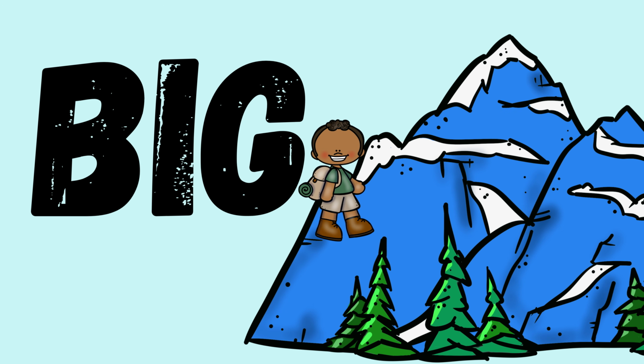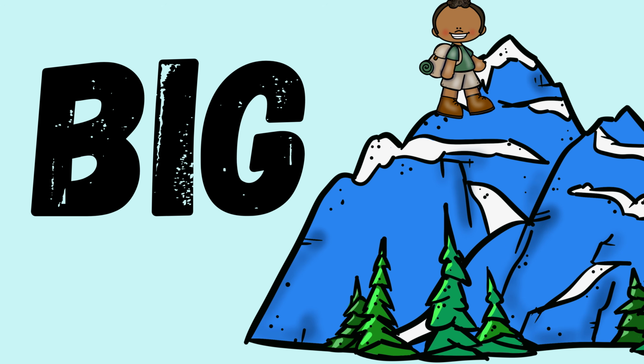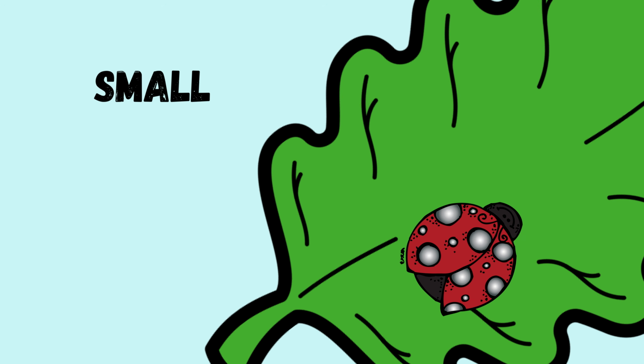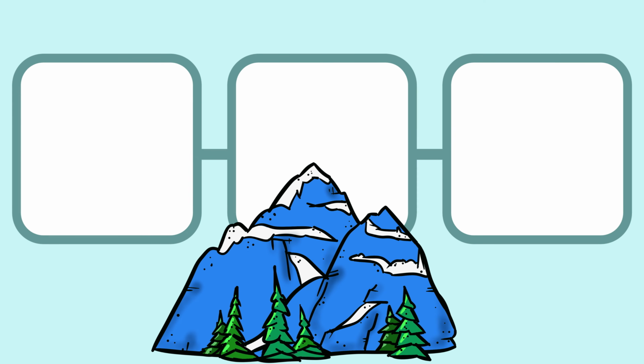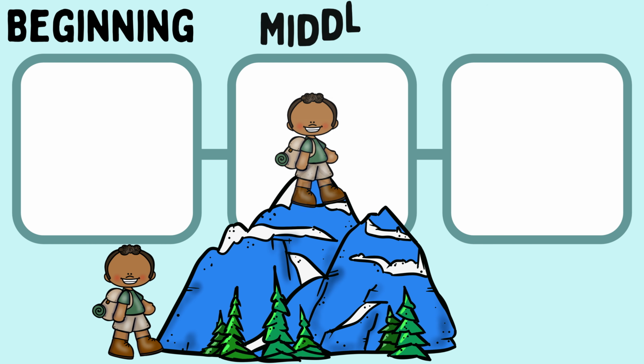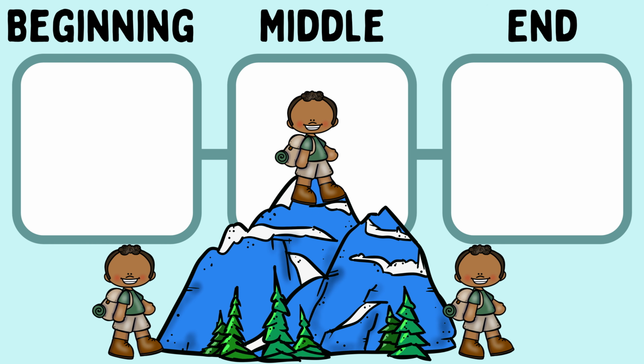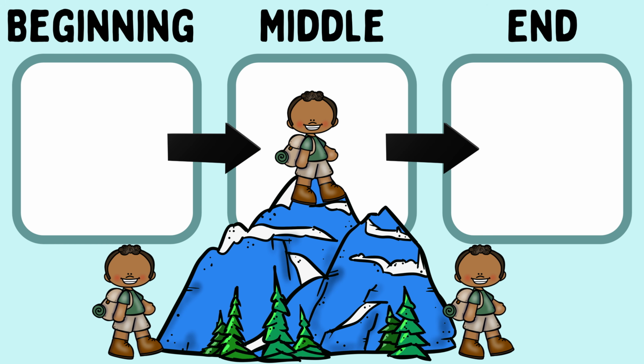Some adventures are big, like hiking a mountain, and some adventures are small, like finding a ladybug. When you tell your adventure, it has a beginning, middle, and end. These parts help you tell it in the right order.